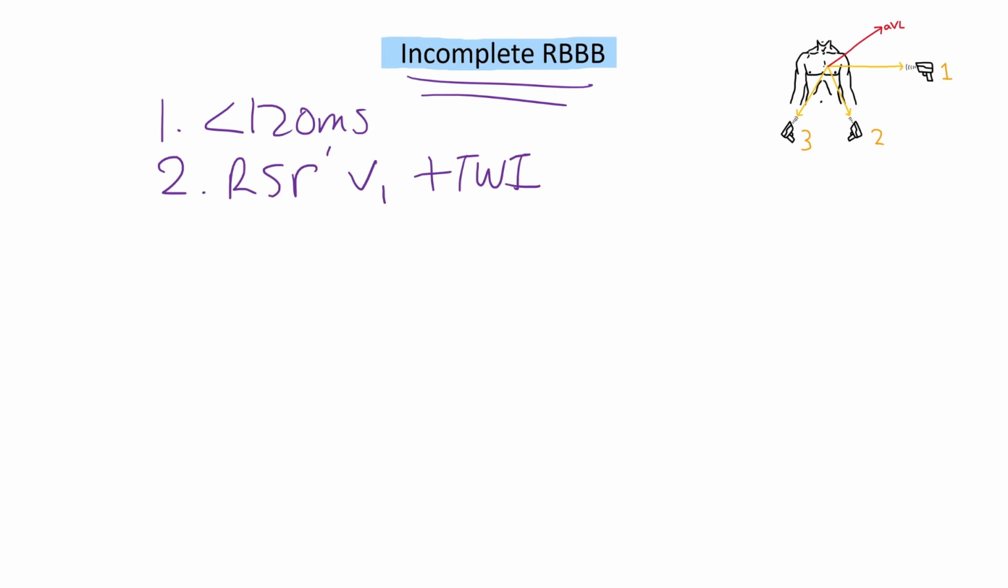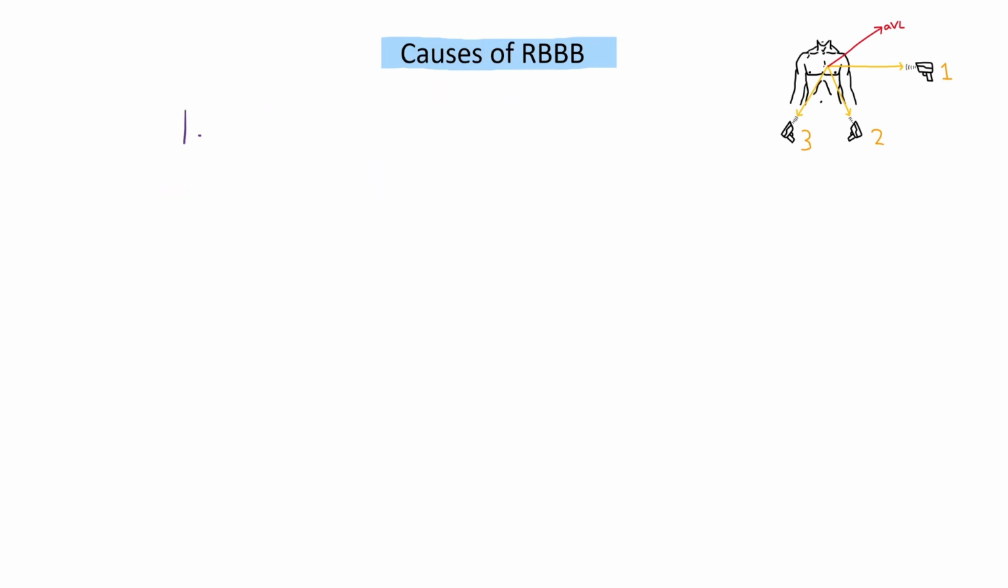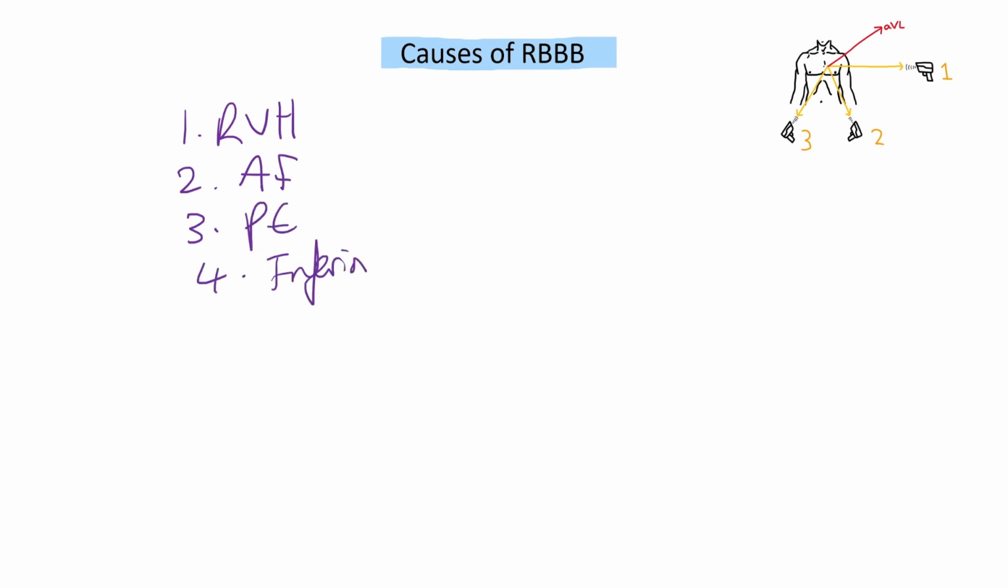Now let's have a look at some causes of right bundle branch block, both incomplete and complete. So the first one is right ventricular hypertrophy. Second, atrial fibrillation. Third, PE. Fourth is an inferior MI. Fifth is an anterior MI, and sixth, occasionally you see it in patients without any pathology, structural pathology that is.